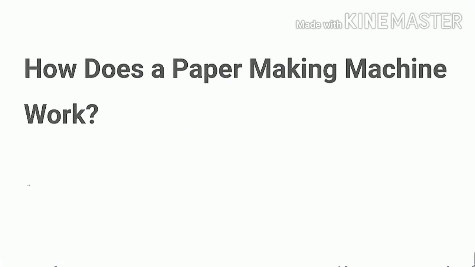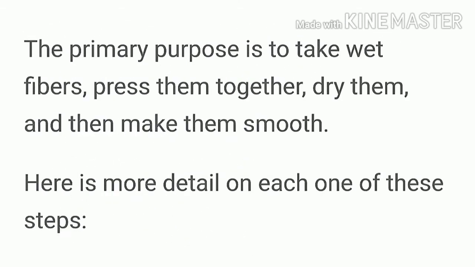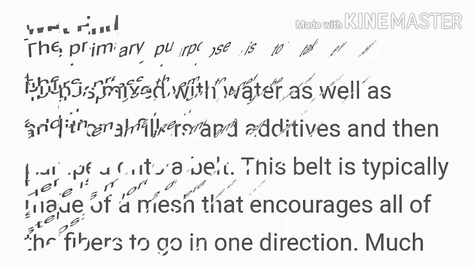How does a paper making machine work? Paper machines are comprised of four primary sections. These are the wet end, wet press section, dryer section, and calendar section. The primary purpose is to take wet fibers, press them together, dry them, and then make them smooth. Here is more detail on each of these steps.